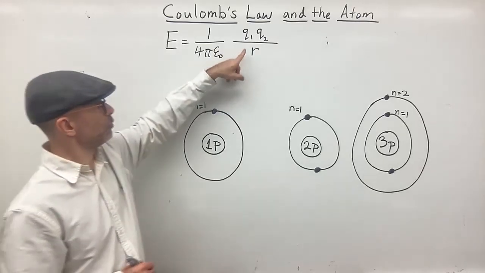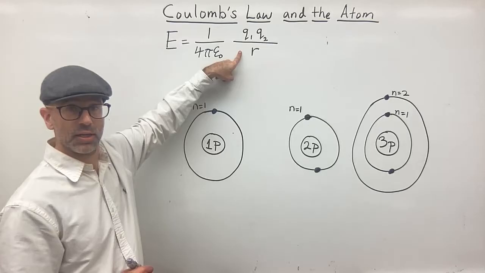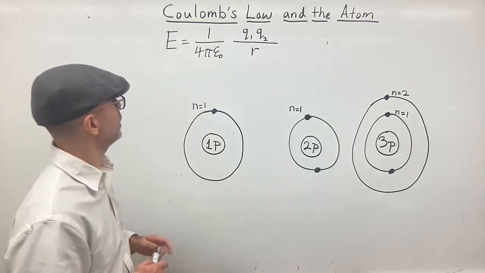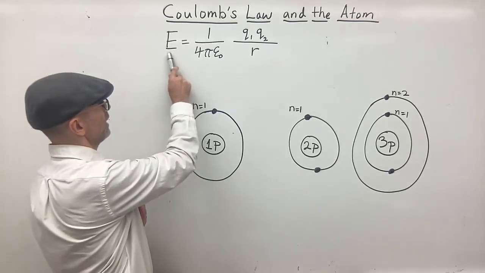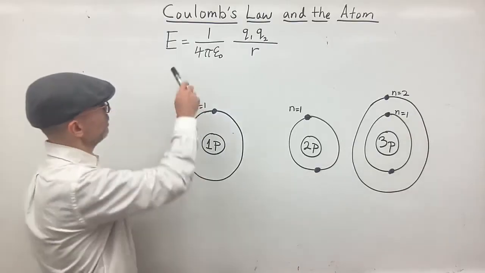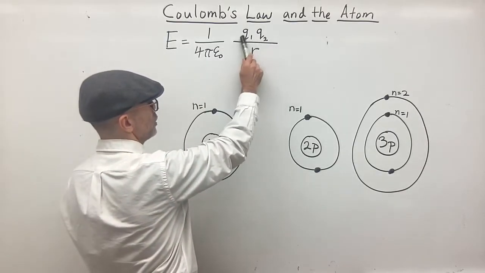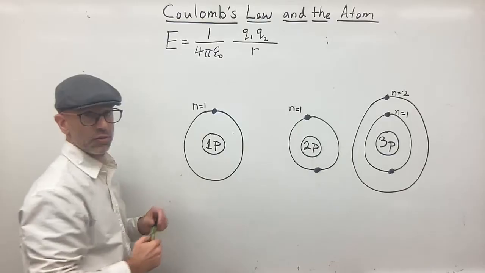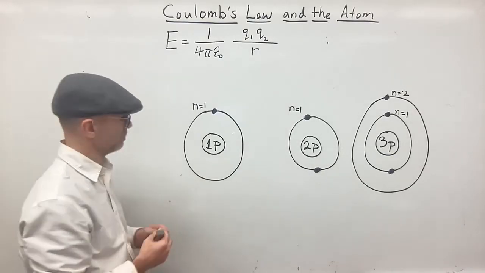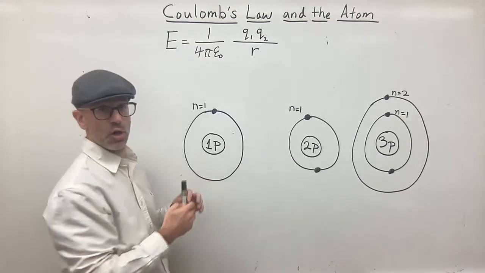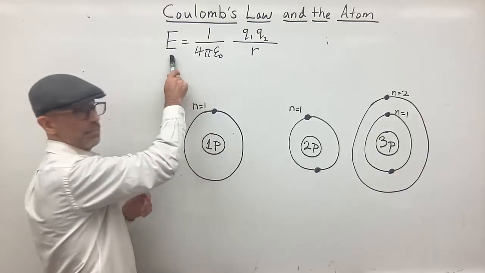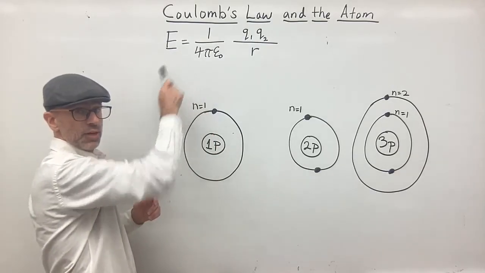And so when we're thinking about this law here, basically what it's saying is that the energy in the system of these charged particles is going to depend on the charges of the charged particles and the distance between those charged particles. So there's a few things to note here. First, when we have like charges, the potential energy is going to be positive.